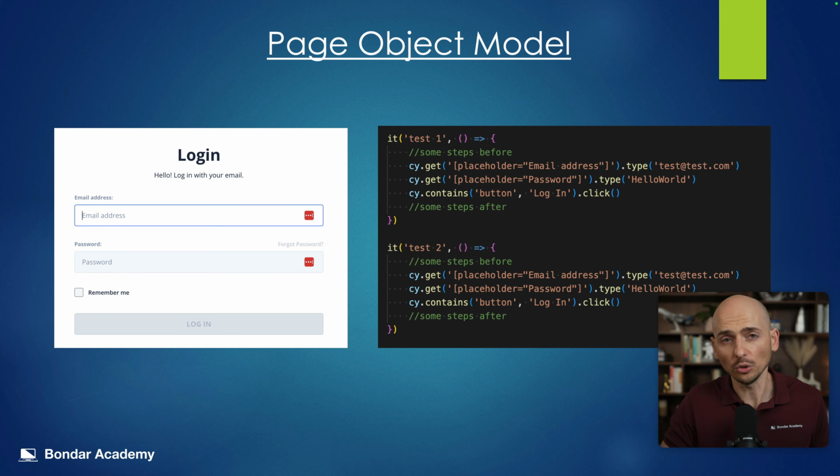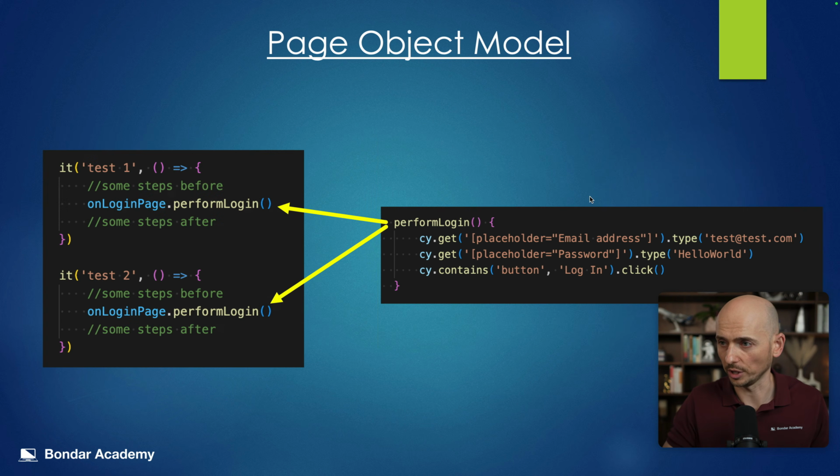Instead, you can create an object of the login page and create a method that will be responsible for the login operation. And it would look like this. You would create a method and call it perform login. So the method is well descriptive and tells what it is doing. And you're putting all those steps inside of this method. And then instead of calling the steps to log into your application in the test, you call the method that references all those steps. And it looks like this: on login page, perform login.